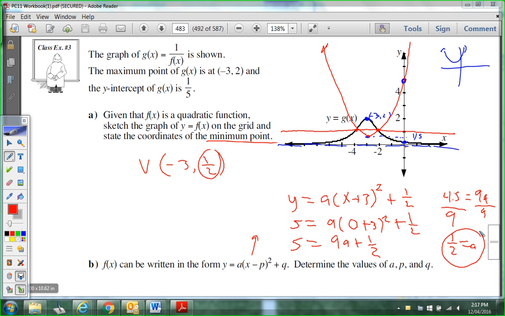So our equation in standard form of the parabola we created is 1/2 times (x plus 3) squared plus 1/2. Okay, and that is all for our last lesson for unit 4.